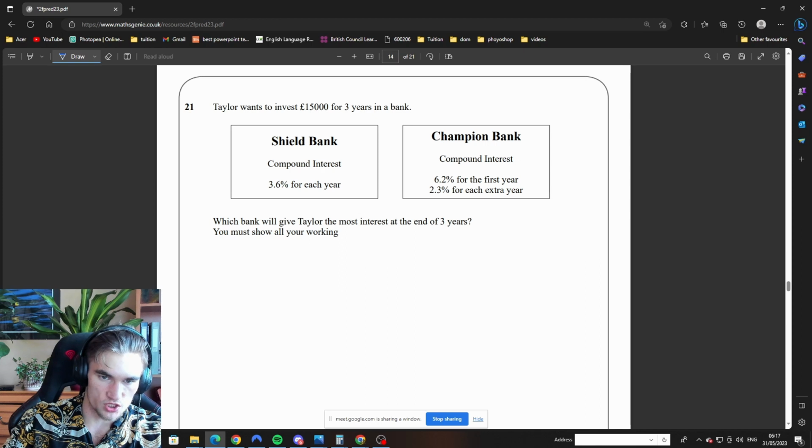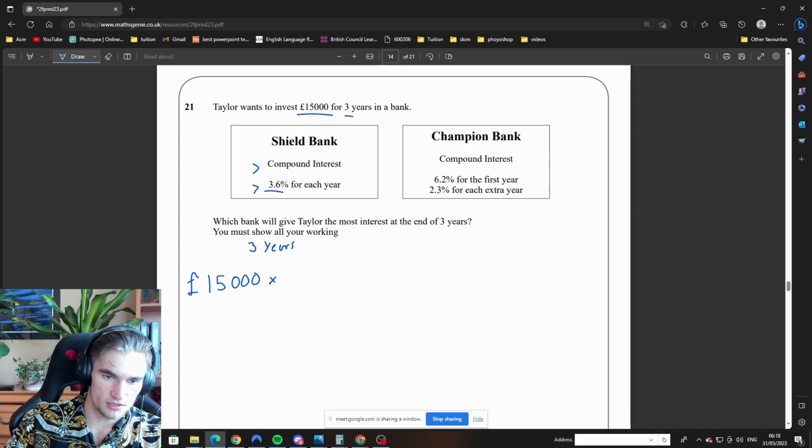So I'm going to start off with the Shield Bank. The Shield Bank offers me a compound interest of 3.6% each year. If I take 15,000, that's how much we're investing, right? We're investing £15,000 for 3 years. So I have to times this by the compound interest because that's how much it's going to grow by.